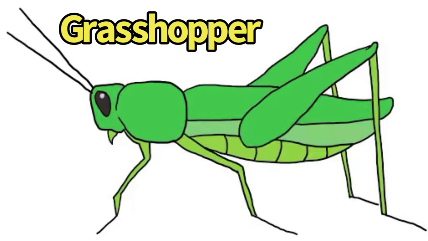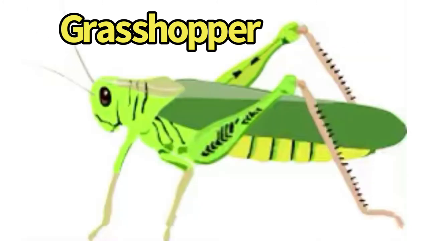This bug is a grasshopper. Grasshoppers are from the jumping group of insects. Grasshoppers are related to crickets.